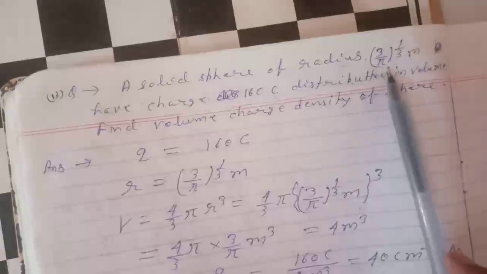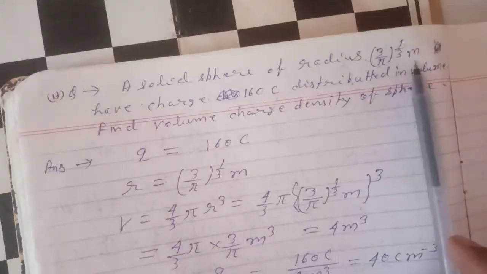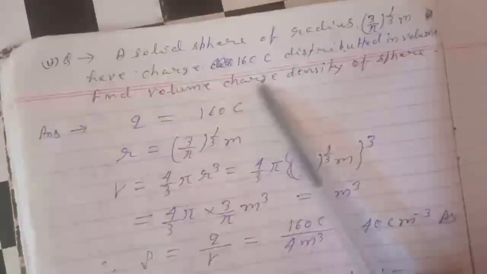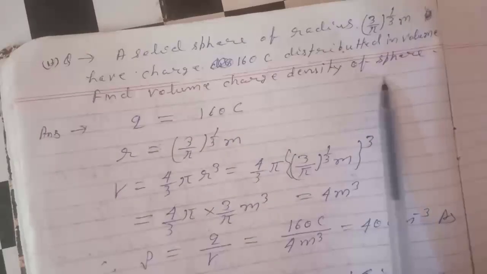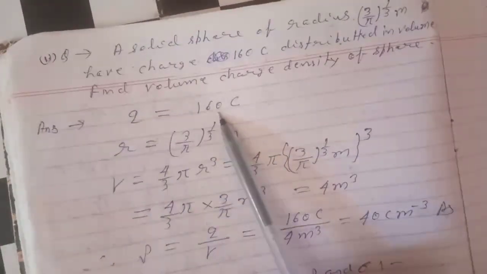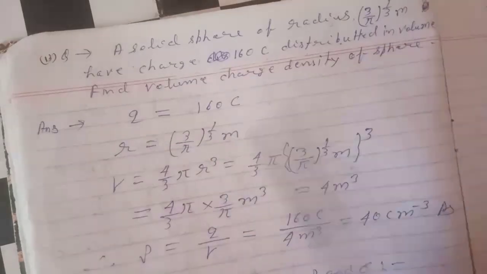Next, a solid sphere of radius 3 by 5 to the power 1 by 3 meter have charge 160 coulomb distributed in volume. Find volume charge density of a sphere. Here given Q equal to 160 coulomb and R equal to 3 by 5 to the power 1 by 3 meter. It is given radius.